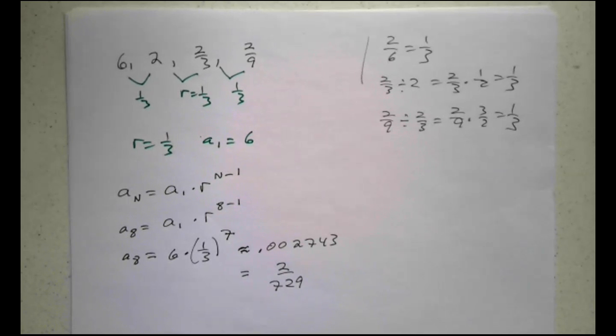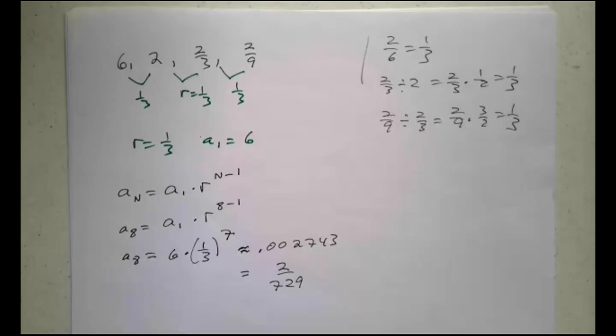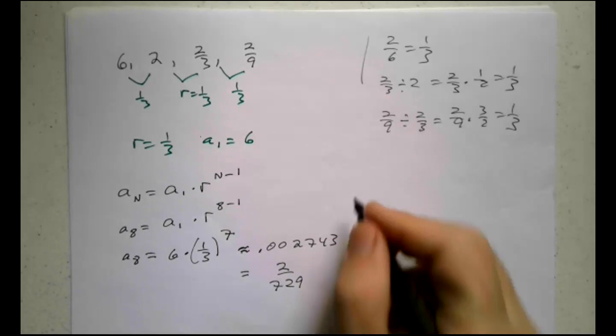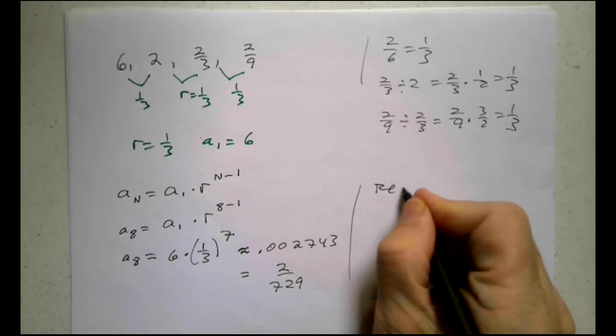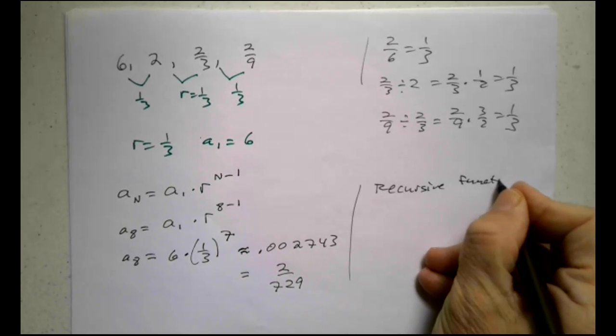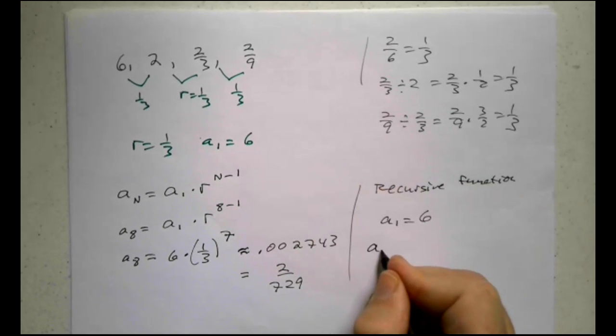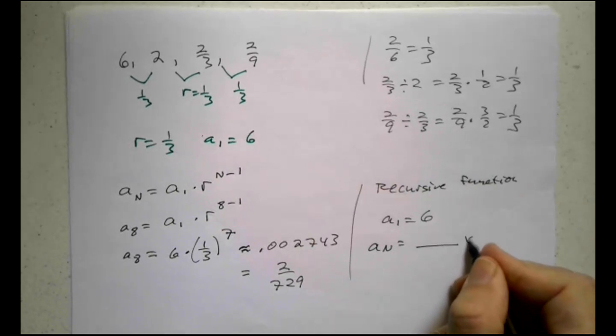What's the next thing it asks us for? We want to complete the recursive function. The first term is what? Well, the first term is 6. And the next term is some multiplier times the previous term. So our recursive function: a sub 1 is 6, and a sub n, the next term, is some multiplier of the previous term.